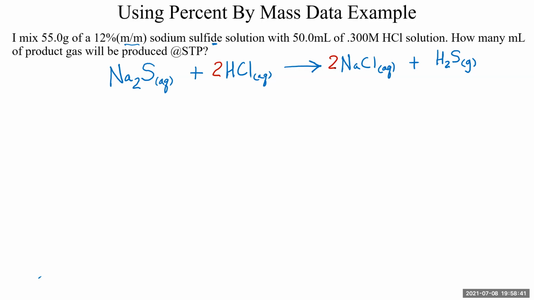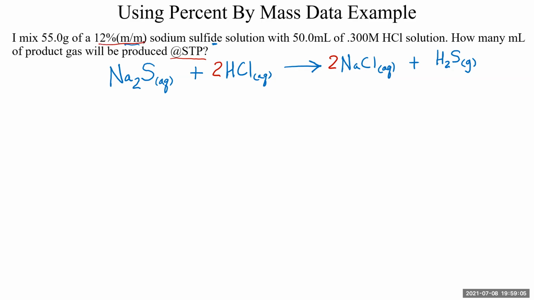How many milliliters of product gas will be produced at STP? That makes things so much easier, because if you remember that the molar volume of an ideal gas at STP is always 22.4 liters, this makes things a lot simpler if you've memorized that value. If not, then you're just going to have to invoke the ideal gas law once again. Okay, so let's get to the new stuff first.